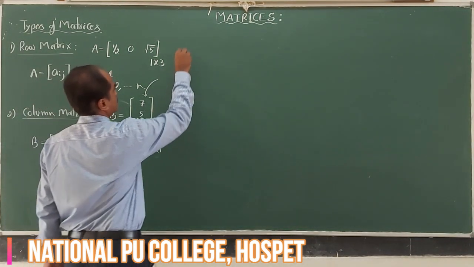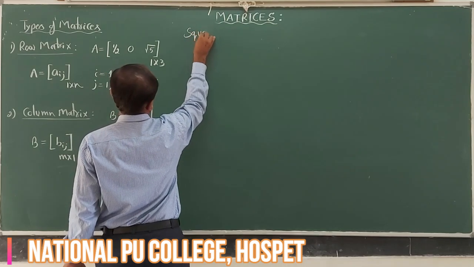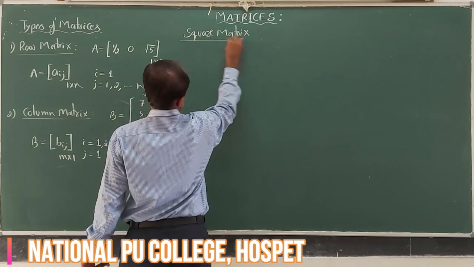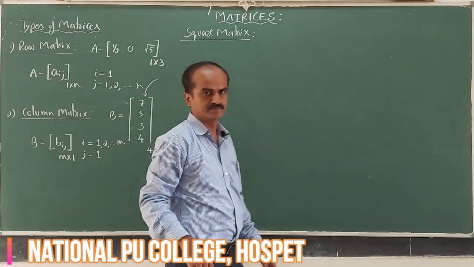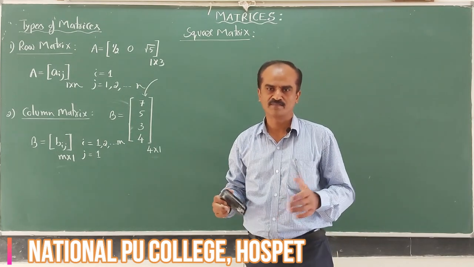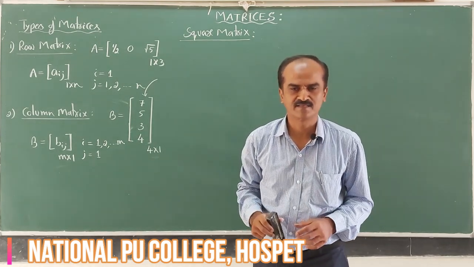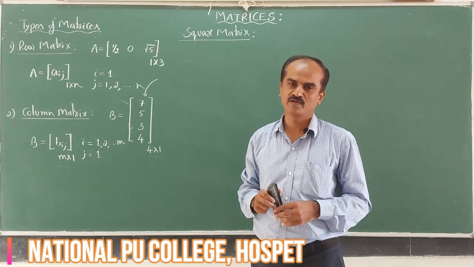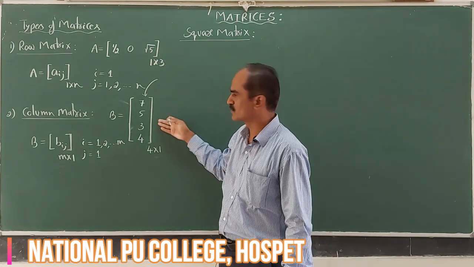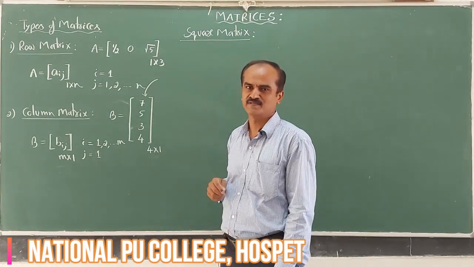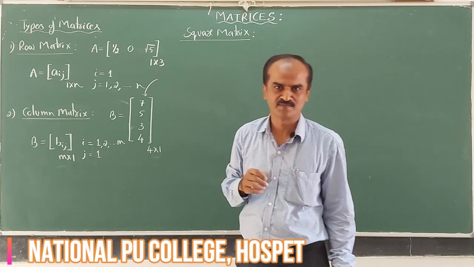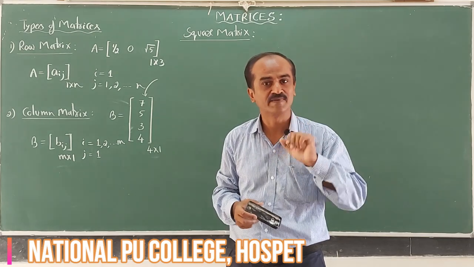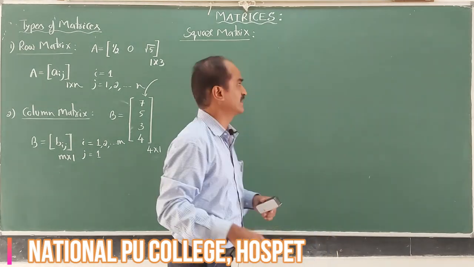Now let us see what is a square matrix. Again, the name itself indicates it: the shape of the matrix is square. When will it look like a square? If you observe these, they are not squares, they are rectangular matrices. Now square matrix means if the number of rows is equal to the number of columns, we say such a matrix is a square matrix. Let me write an example.